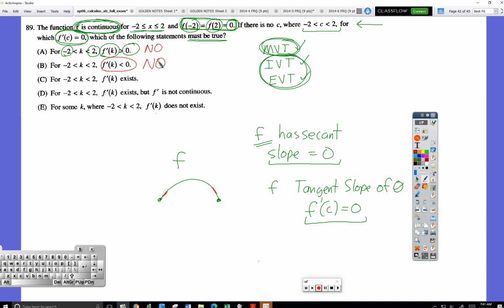It says for all of these values, does the tangent slope have to exist? And here's why that doesn't have to be true. The graph of f could have looked like this. They don't tell us that f is differentiable, therefore f can have a corner. And if f has a corner, there will be at least that one spot at the corner where the slope of f will not exist. That doesn't have to be true, because f could be differentiable. You don't know, but it could be.